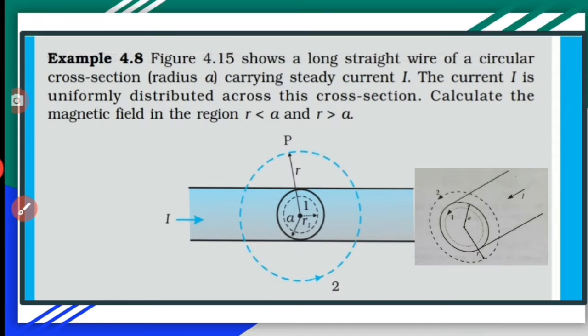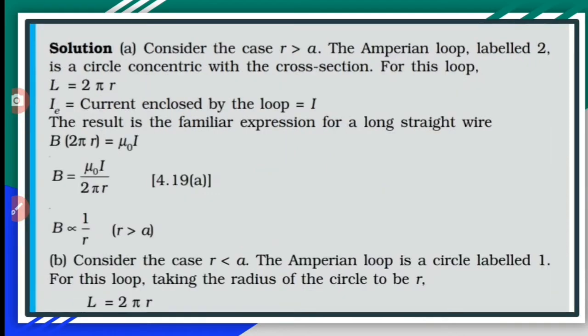So having that point on the Amperian loop, we imagine that Amperian loop. In this diagram, the second Amperian loop stands for the loop for which R is greater than A. Now we have to apply Ampere's circuital law. When we apply it, as usual, we have B dot L is equal to mu 0 I_E, where I_E is the current enclosed by the Amperian loop. Here our current enclosed by the Amperian loop is I.